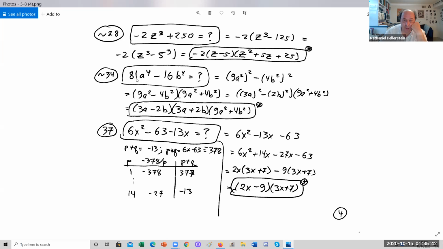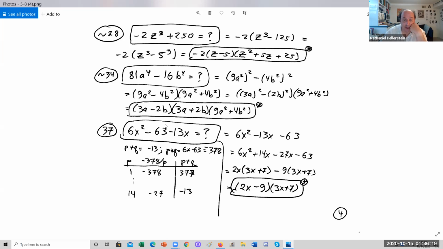Now here again, we have a difference of what turns out to be 4th powers, so we're going to wind up using the difference of squares rule twice, as before. 81a to the 4th is the square of 9a squared. 16b to the 4th is the square of 4b squared. Difference of squares is difference times sum. And this 9a squared is the square of 3a, 4b squared is the square of 2b. So this is a difference of squares. So we're left with 3a minus 2b, 3a plus 2b, times 9a squared plus 4b squared.